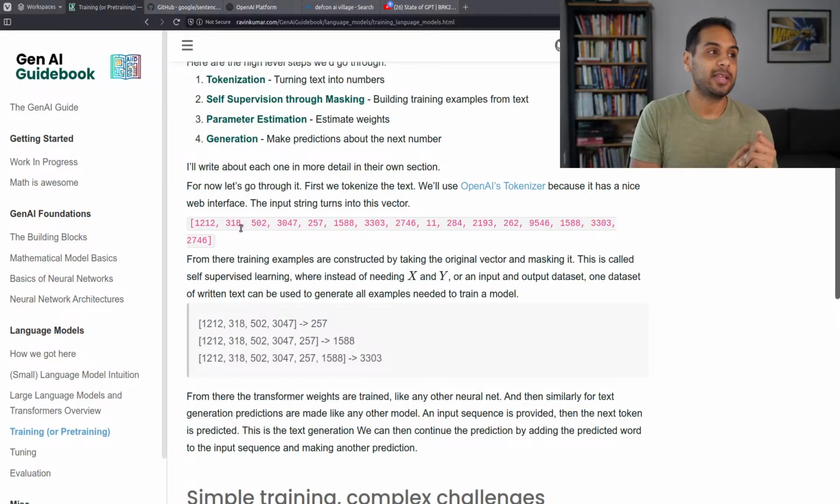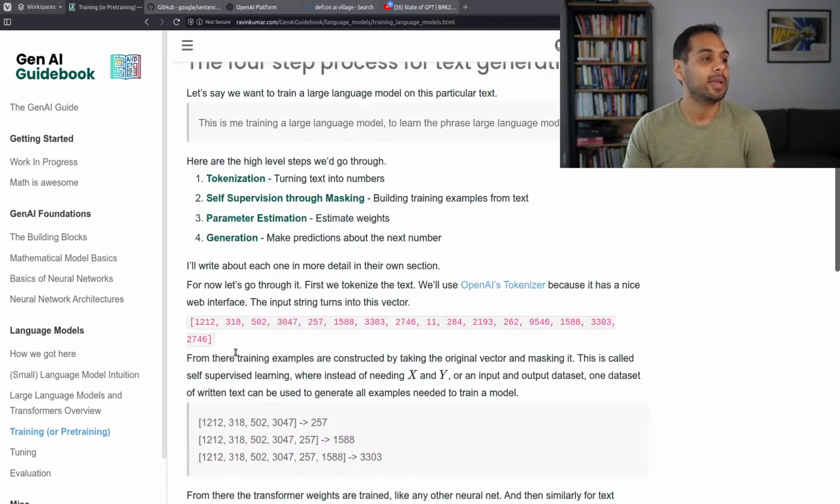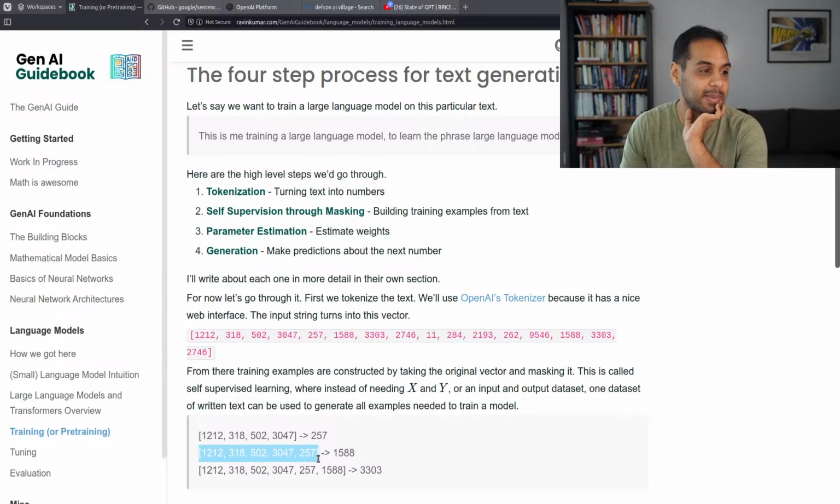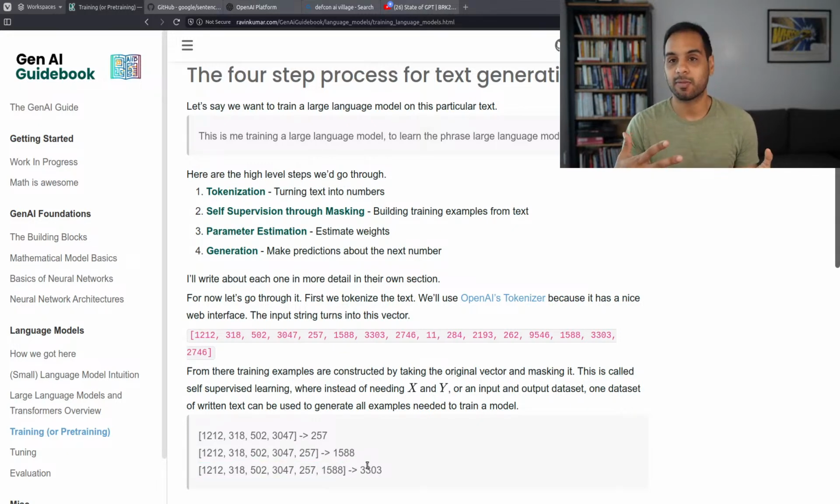So how do we turn this array into actual training examples? Well, this strategy is called self-supervised learning, and then the particular strategy is called masking. What we can do is we can take slices of this array to predict the next token. So in this case, we take the first 4 tokens, and we say the prediction value should be the next one. We can then construct another training example where we take the first 5 tokens, and then we say predict the one after that. And then we take the first 6 tokens, and we predict the 7th, and so on and so forth.